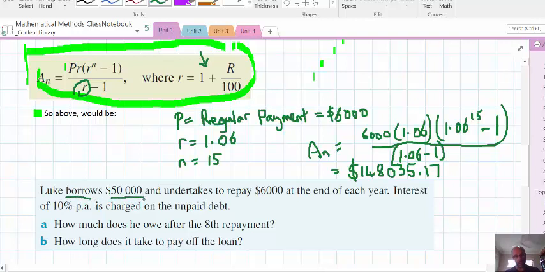So in the next video we're going to look at the opposite situation where we're borrowing money and we're going to be repaying $6,000 at the end of each year. Alright, and we're going to see how that differs to the scenario here.